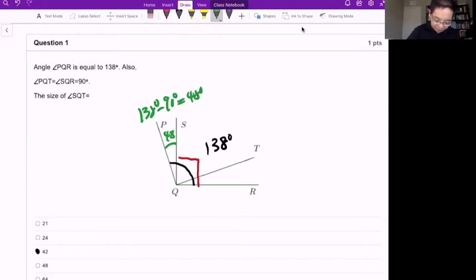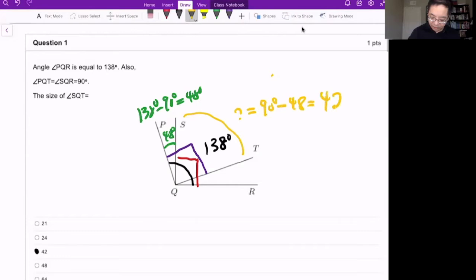So this is 48. We need to find the angle in the middle, SQT. Since this one is also 90 degrees, the question mark angle equals 90 degrees minus 48. That's 42 degrees.